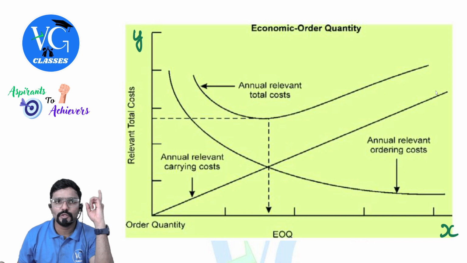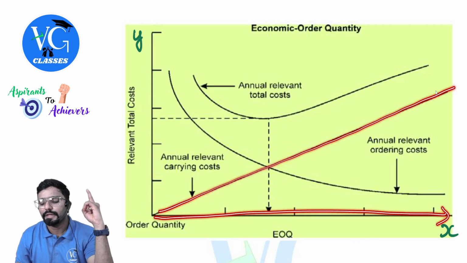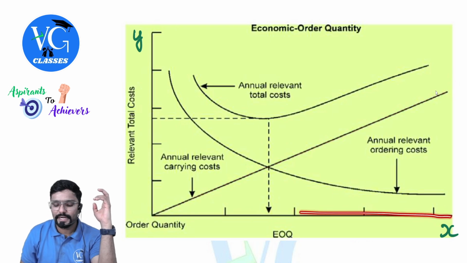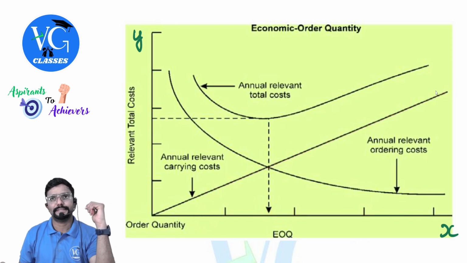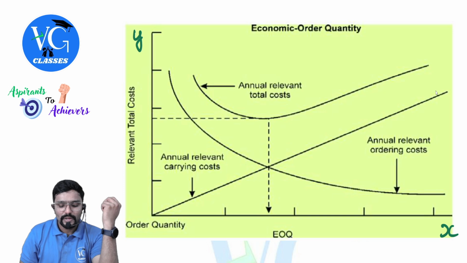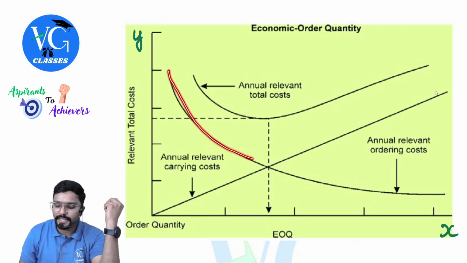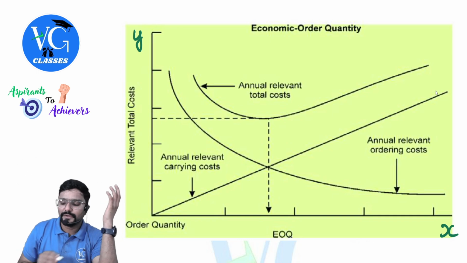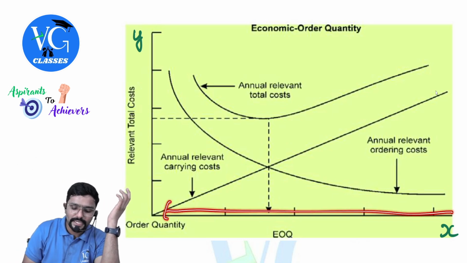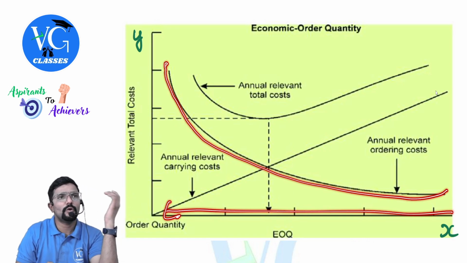So both go in opposite directions, guys. I repeat, as quantity purchased increases, carrying cost also increases. And as quantity purchased increases, ordering cost will decrease. If I tell it in a reverse way, if quantity purchased decreases, then ordering cost will go up, guys.